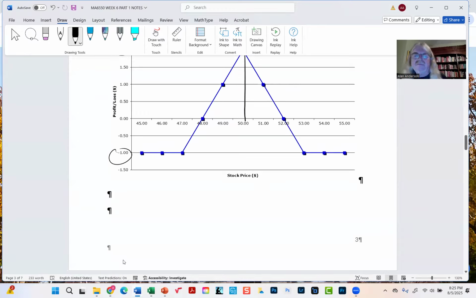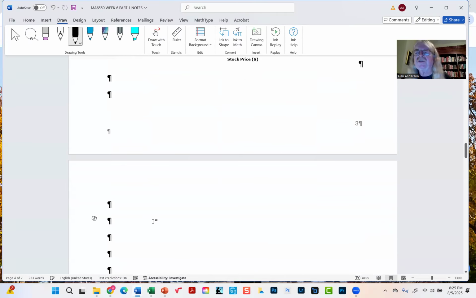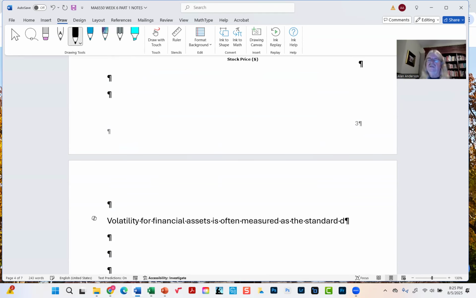Now volatility, if you have some statistical background, volatility for financial assets is often measured as the standard deviation of the returns to the asset. Okay, so it's not so surprising, after all, it's the returns that we're interested in. Are they stable? Do they fluctuate? If these fluctuate significantly, then the asset is said to be volatile. Otherwise, it is not volatile.